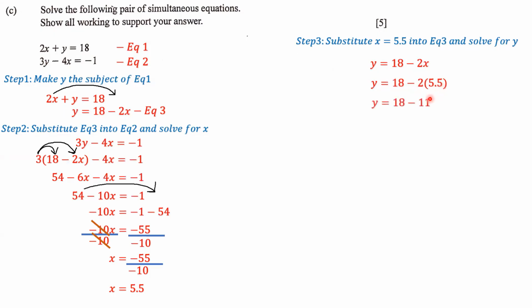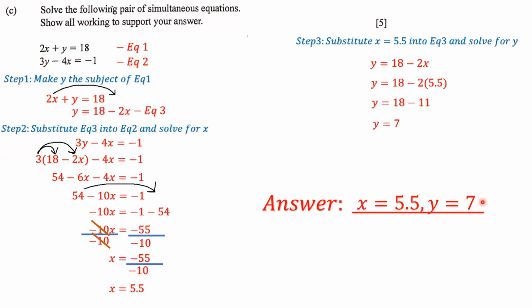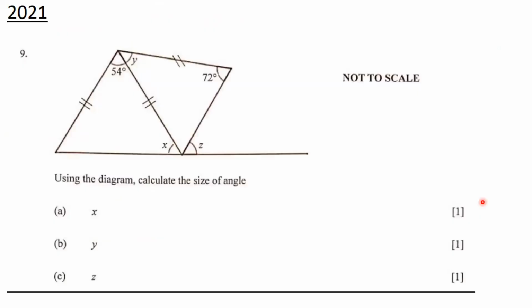2 times 5.5 is going to be 11. And so that means y is going to be equal to 18 minus 11. 18 minus 11 is going to be 7. And so x is equal to 5.5 and y is equal to 7. And so our answer is x is equal to 5.5 and y is equal to 7. Let's move on to question 9.